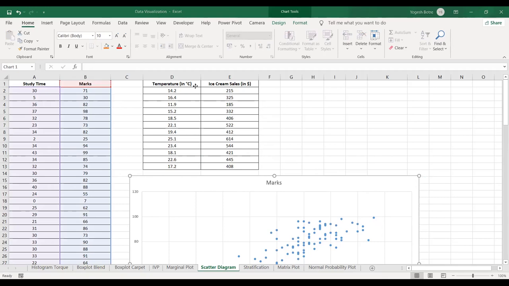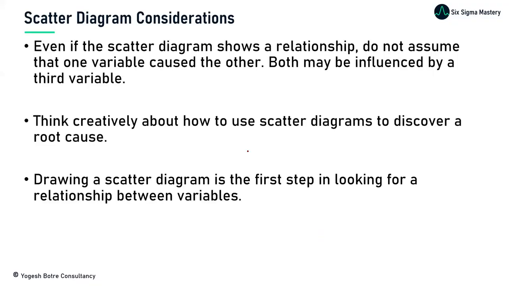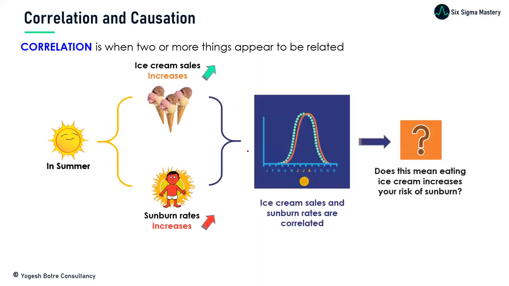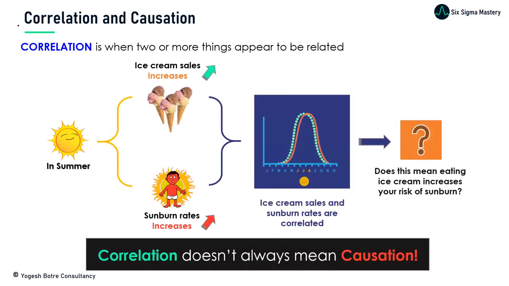So let's talk about the next topic. There are some considerations before we analyze that scatter diagram. It is something called correlation and causation. This is an alert that we need to identify whether it is a correlation or causation. If we are seeing a relationship, that doesn't mean that there is a causal relationship. It may be because of some other factor, right?